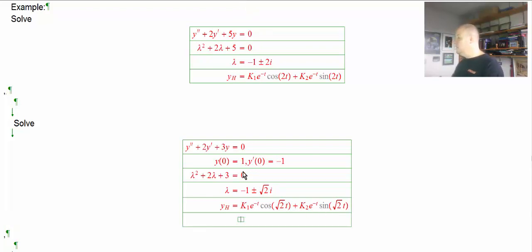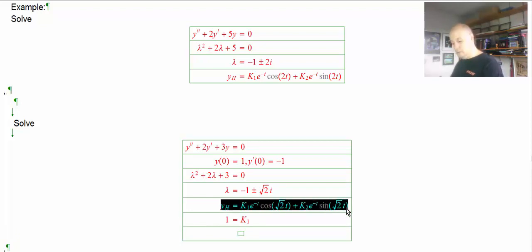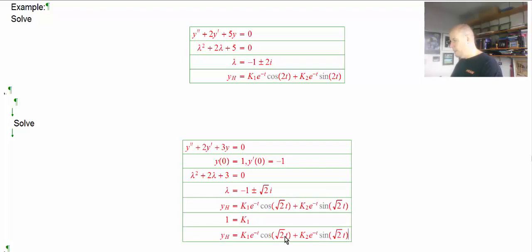The first initial condition is it goes through the point 0, 1 with a slope of -1. So when I make t equal to 0, the sine is 0, so this whole piece disappears. The cos of 0 is 1, e to the 0 is 1. So actually, you just get that k1 is equal to 1. So now I can write this solution out, and I know that k1 is 1.